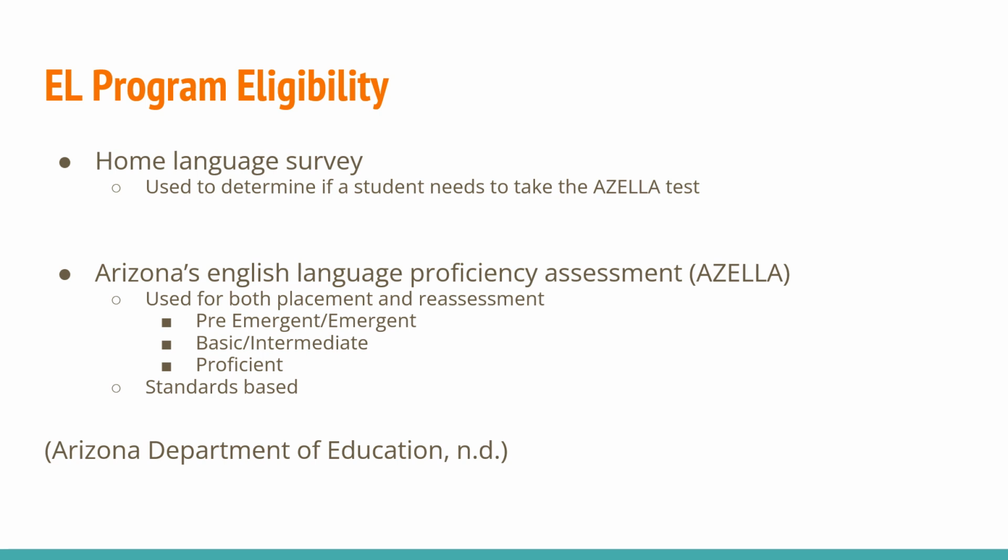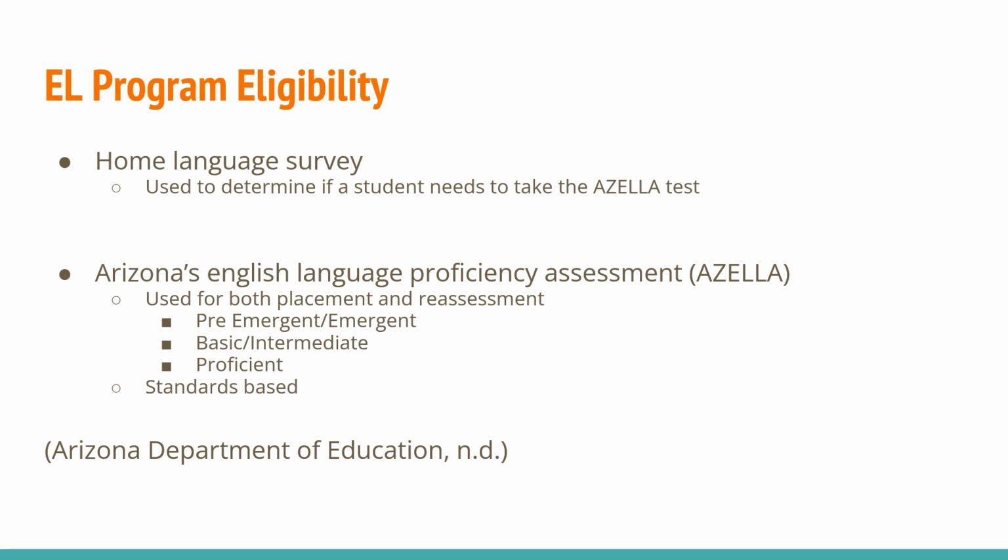So how do we identify when a student needs EL services? Well, any student who is believed to need EL services first is given the home language survey. This is used to determine whether or not the student needs to take the AZELLA, or the Arizona English Language Proficiency Assessment. The home survey asks about the primary language spoken at home, what parents speak at home, stuff like that, right?